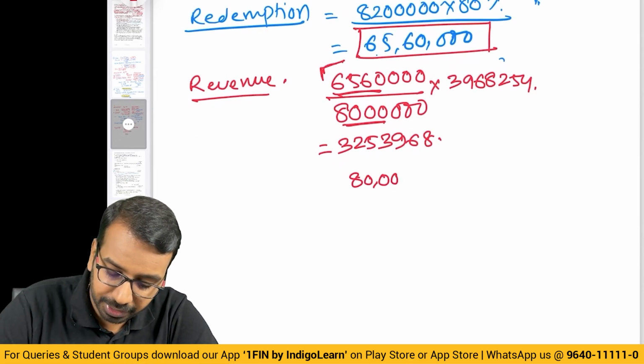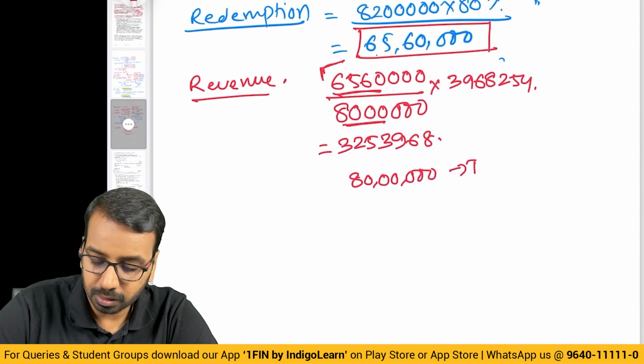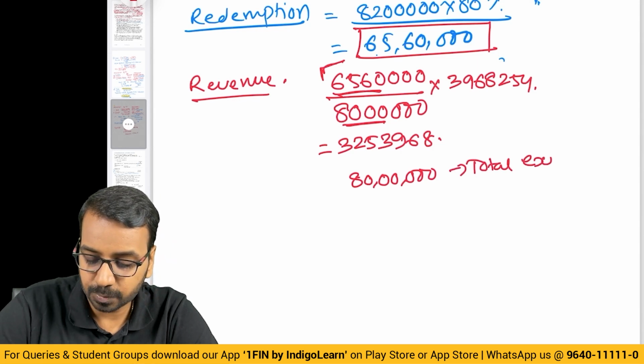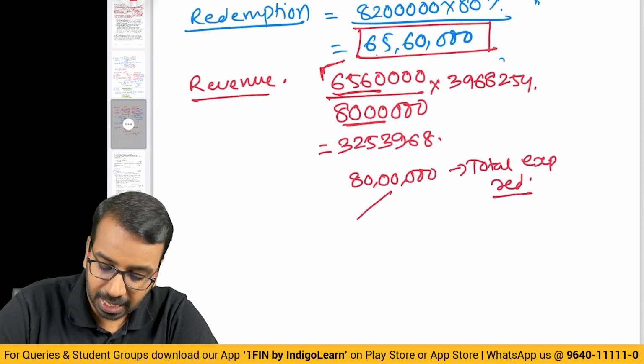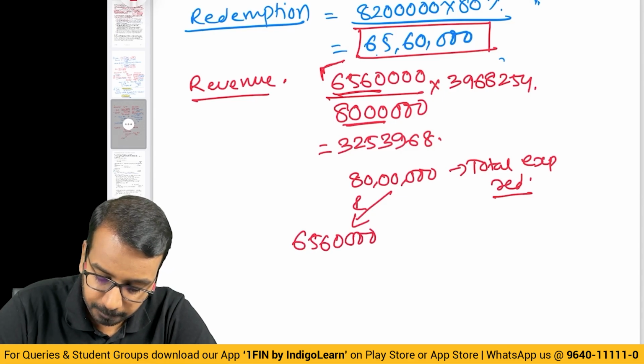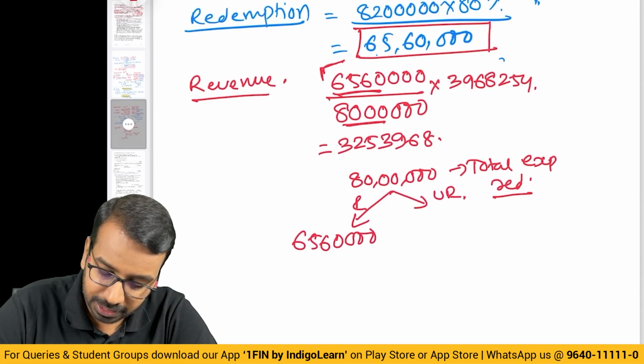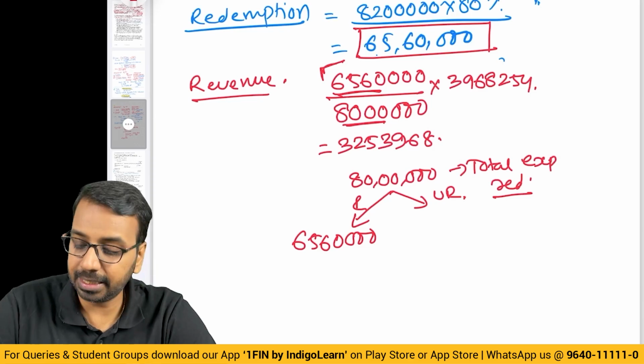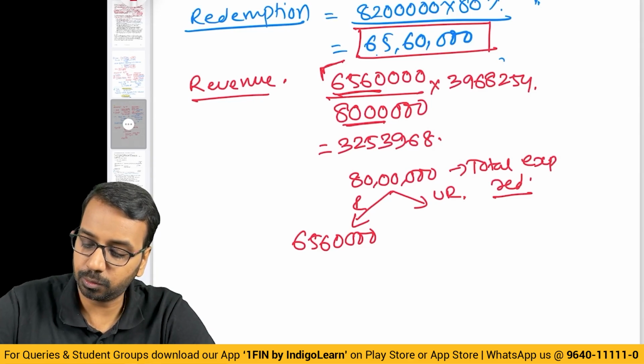So think of it this way: 80 lakh points is the total expected redemption. Out of this, redeemed is 6560. Unredeemed is 18 lakhs into 80%.